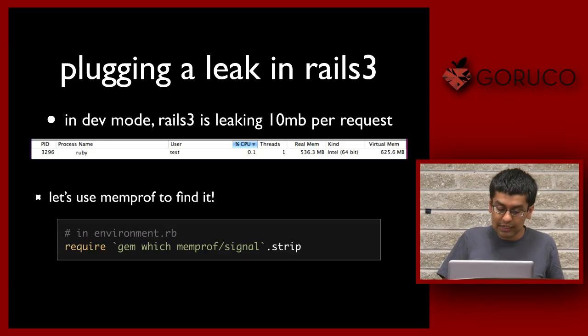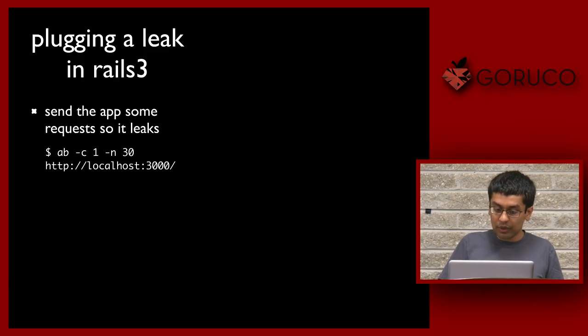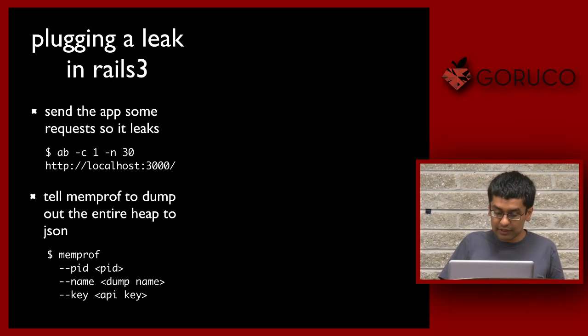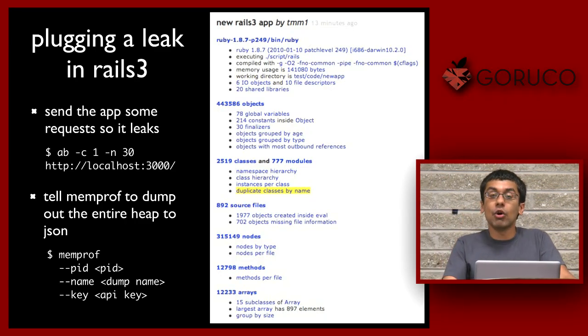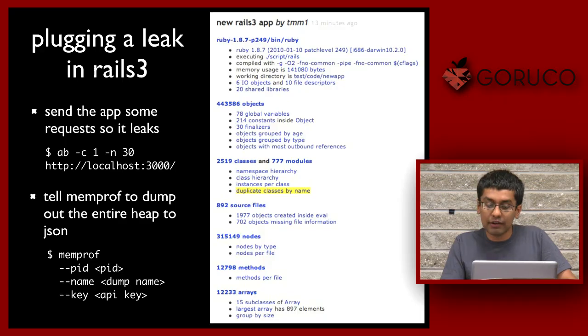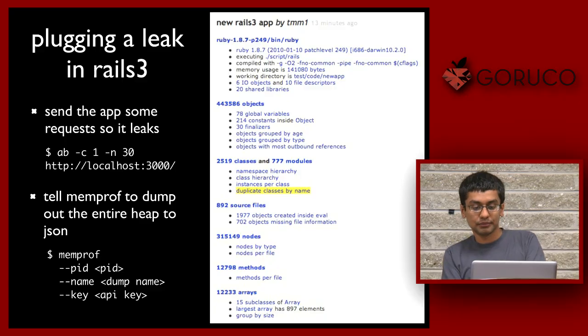The way I do this is basically gem install memprof and then require memprof/signal. Boot up my Rails application, send it a bunch of requests so it starts leaking, and then run the memprof command, giving it the PID of the Rails application to dump out the heap. What this does is it calls memprof.dumpAll, writes it to a temporary file, uploads that file to memprof.com, and then gives you a link so you can start looking around in that heap dump.